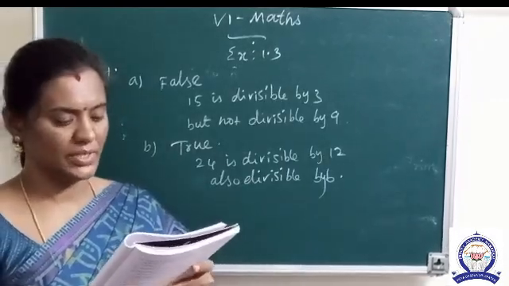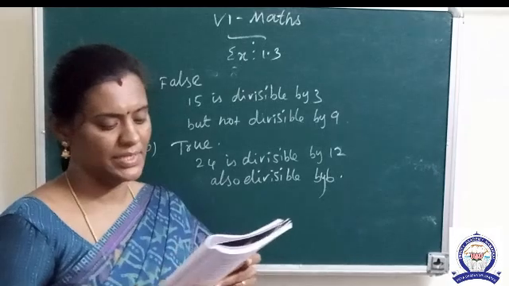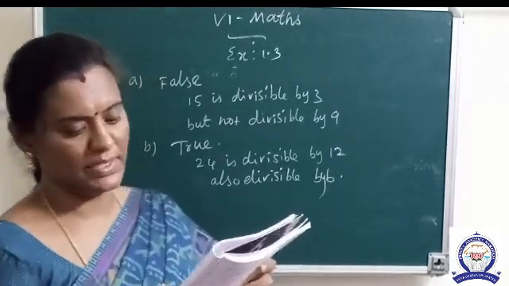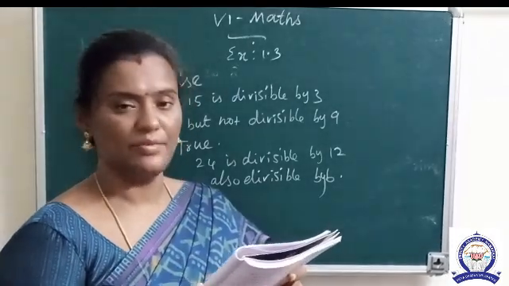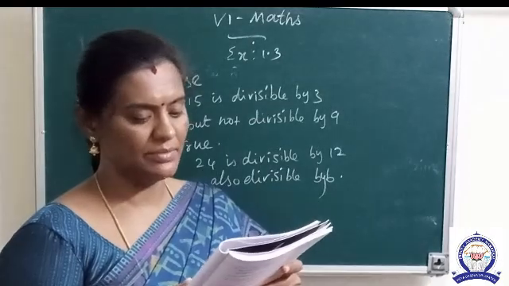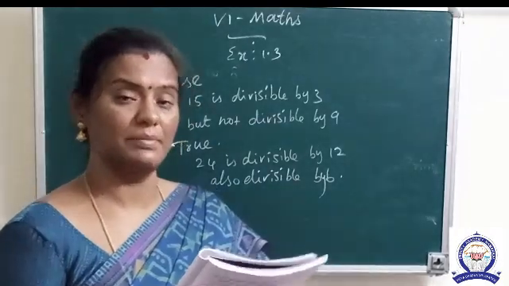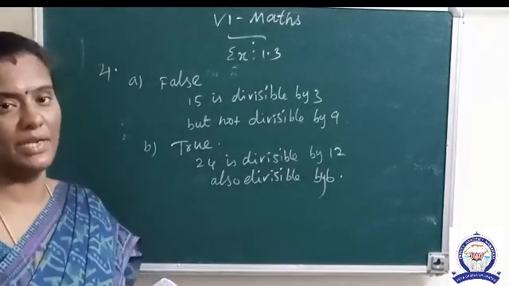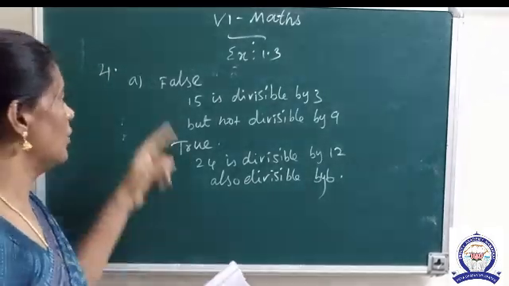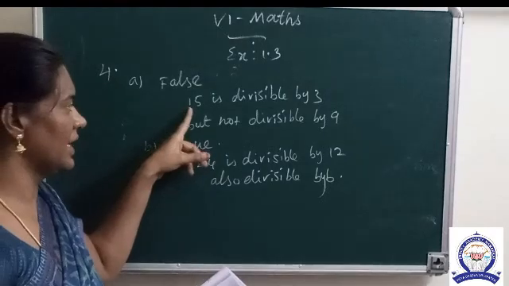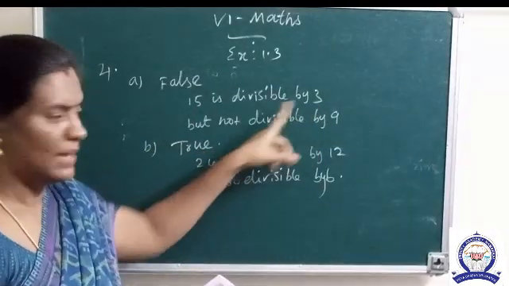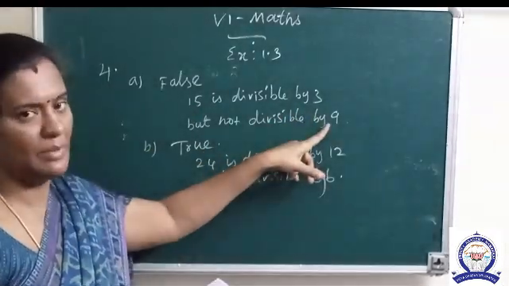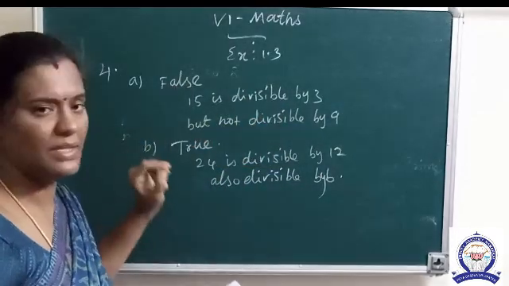See the fourth question. State true or false and explain your answer with reason for the following statements. First question. A number is divisible by 9 if it is divisible by 3. ஒரு நம்பர் 3 ஆல divisible ஆனா அது கண்டிப்பா 9 ஆல divisible ஆகுமா அப்படினு கேக்குறாங்க. False. ஏனா 15ங்கற நம்பர் is divisible by 3 but 15 is not divisible by 9. So the statement is false.